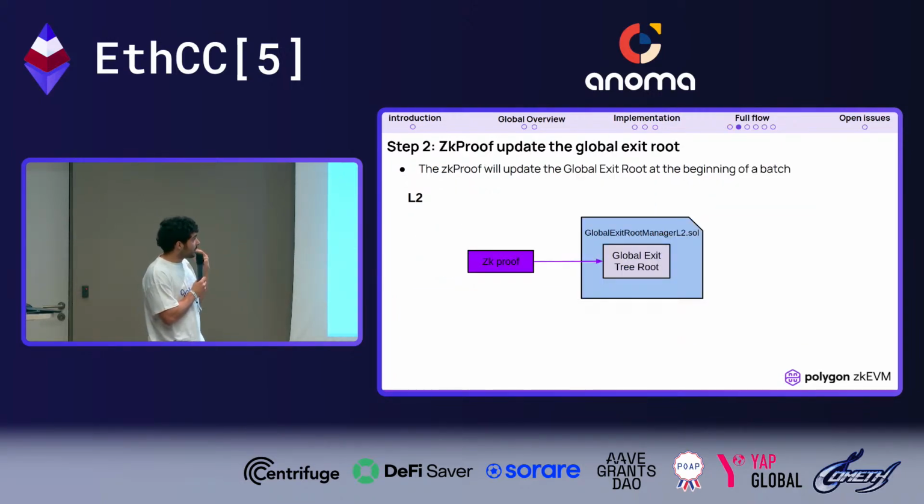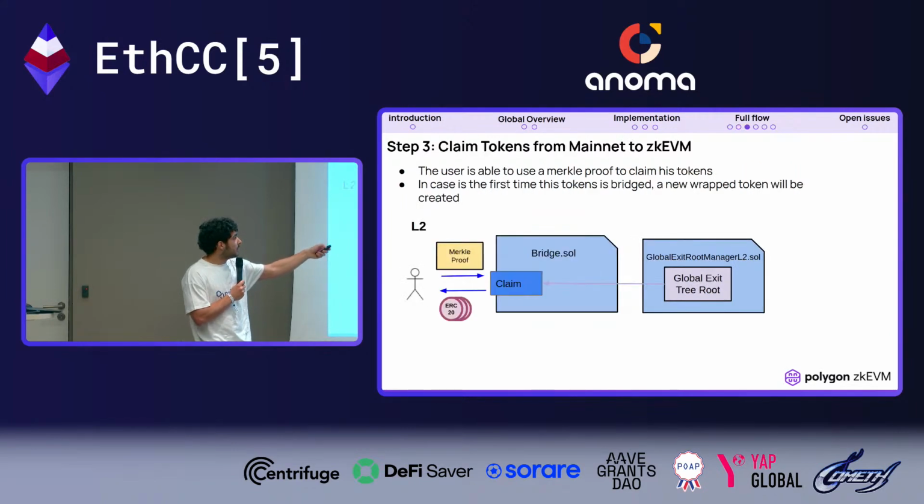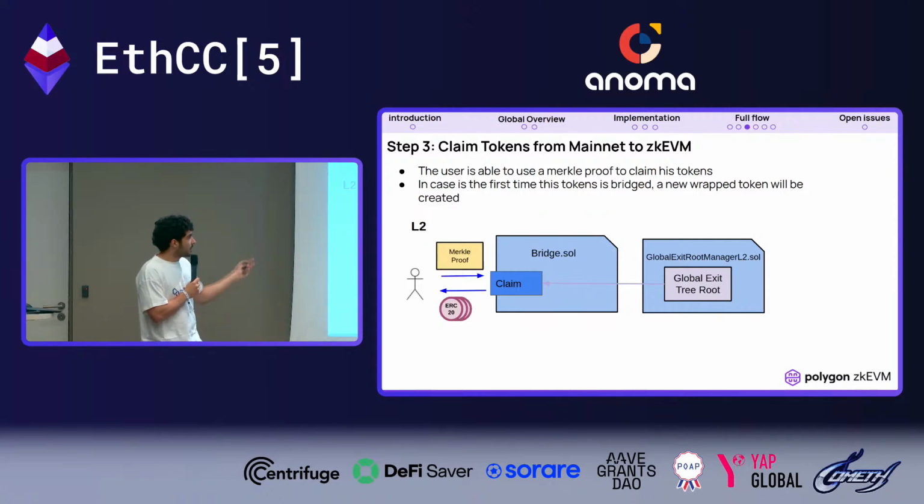The second part is that once a batch is processed in the zkEVM, the circuit will write the mainnet global exit tree root in the zkEVM, so it will be available in layer 2. And lastly, since this information is available with a Merkle proof, we are able to prove that there is a leaf that came from mainnet, so we are able to claim these tokens. Since this is the first time this token has arrived, a new wrapped token will be created with the information that we see in the metadata.